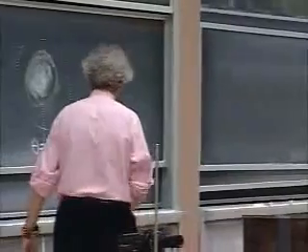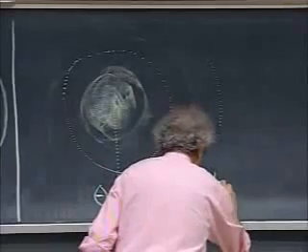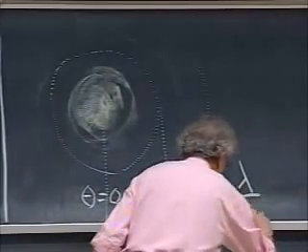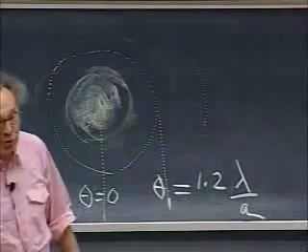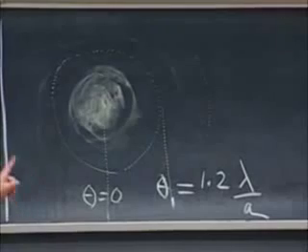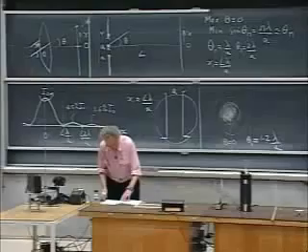And so take my word for it that it comes not at lambda divided by A, but it comes at roughly 1.2 lambda divided by A. If you want to be picky, it's really 1.22 times lambda divided by A. And this, of course, is in radians again. I work now exclusively in terms of radians, small angle approximation.